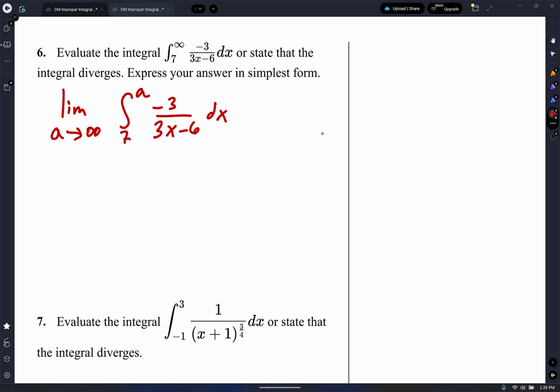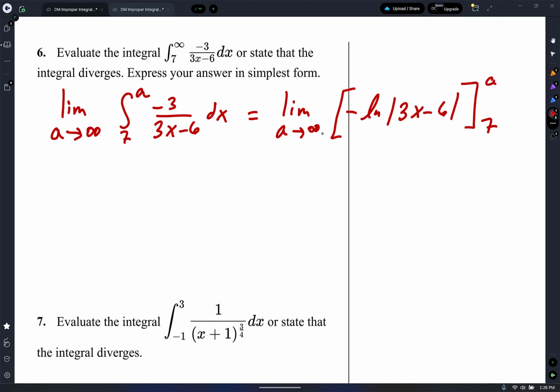All right, here we go. You guys ready? Equals, and I'm going to write the word limit again because I haven't evaluated it, as A approaches infinity. Let's see if we can do this without u-substitution. This is going to be, it looks like I have a negative in the front. Negative ln, absolute value, 3x minus 6, close it. Close the bracket and put lower limit 7 and upper limit A.